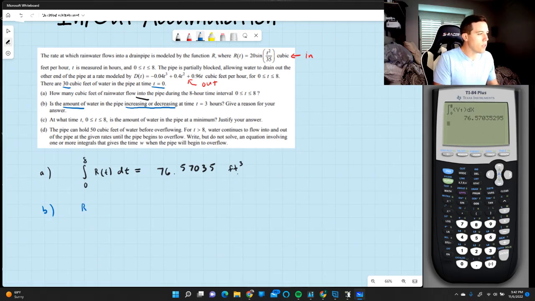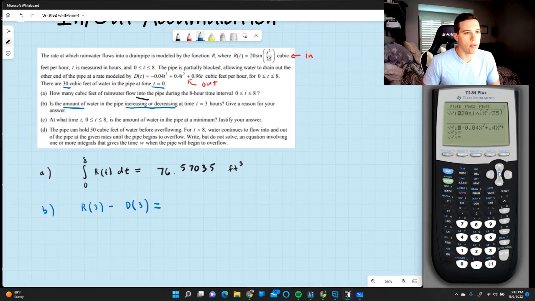So there's kind of 2 ways to do this. You can do the rate in minus the rate out at time 3. And if you get a positive answer, that means more is flowing in. If you get a negative answer, that means more is flowing out. So we go back to our calculator, and I like to do this. In the third function, I like to use the variables function y1 minus variables function y2.